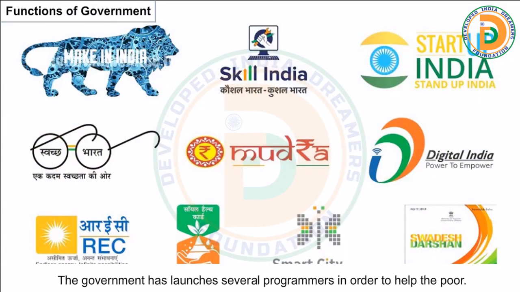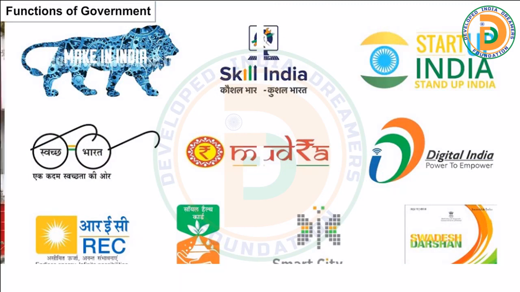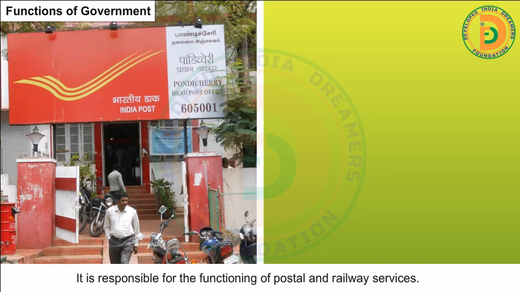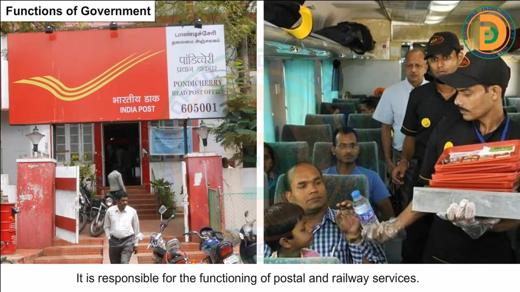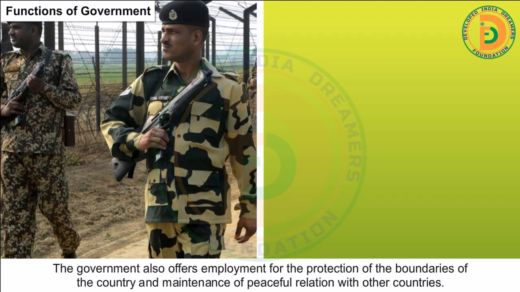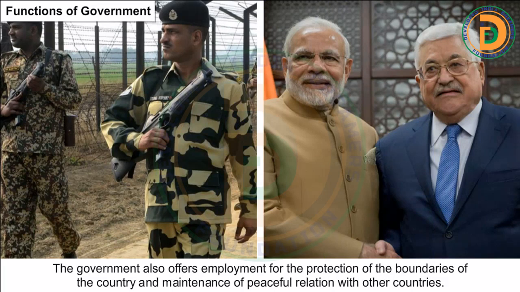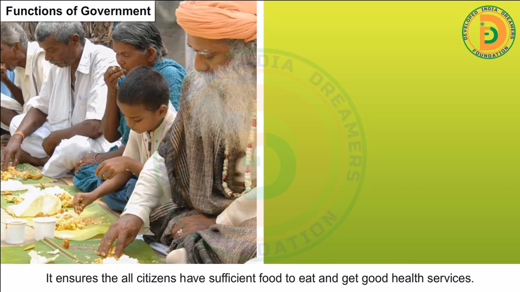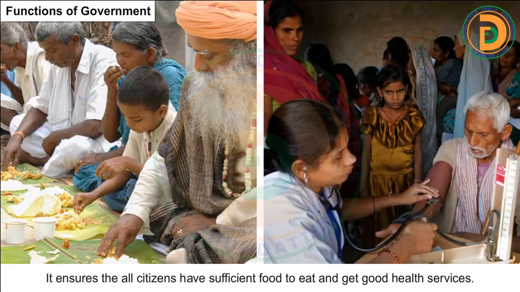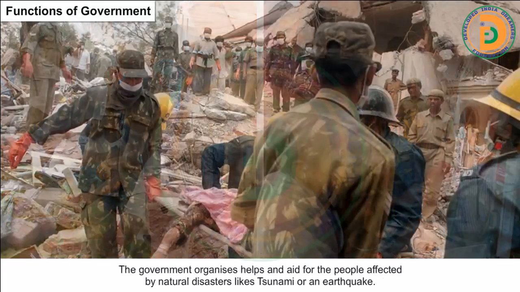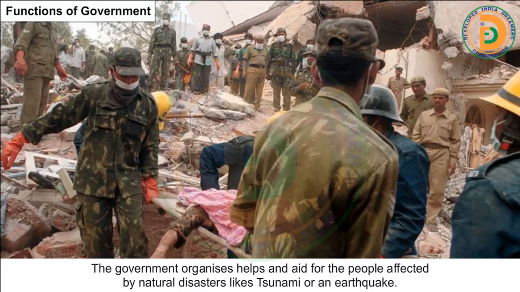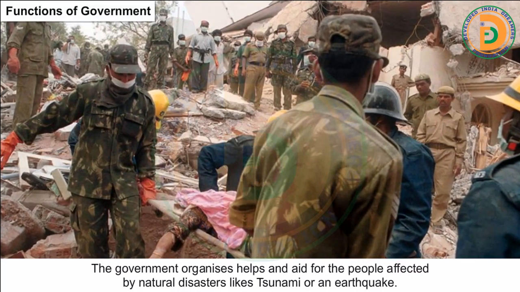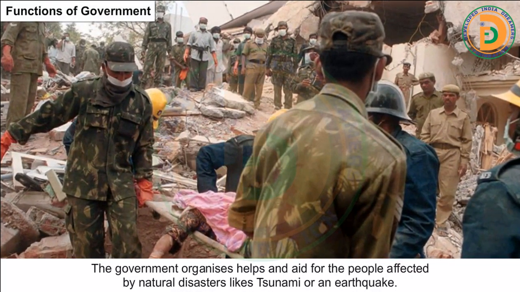For example, the government has launched several programmes in order to help the poor. It is responsible for the functioning of postal and railway services. The government also offers employment for the protection of the boundaries of the country and maintenance of peaceful relations with other countries. It ensures all the citizens have sufficient food to eat and get good health services. The government organizes help and aid for the people affected by natural disasters like a tsunami or an earthquake.